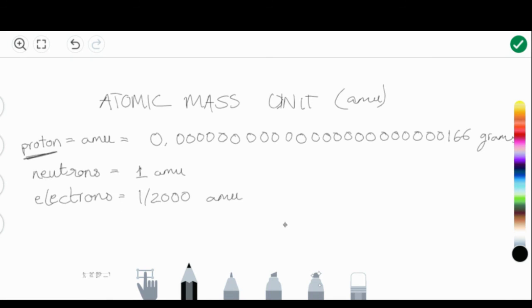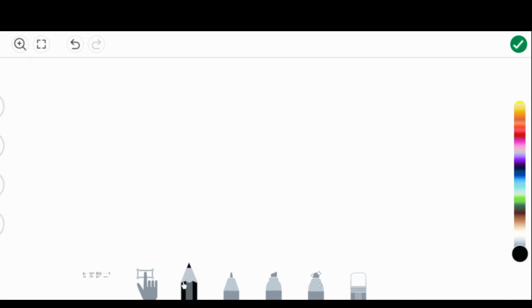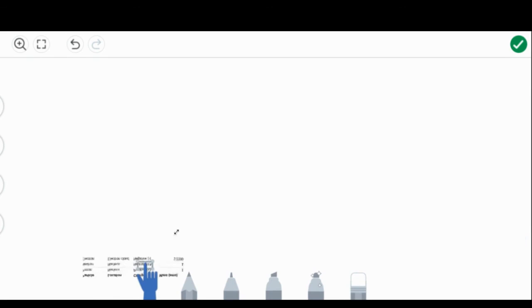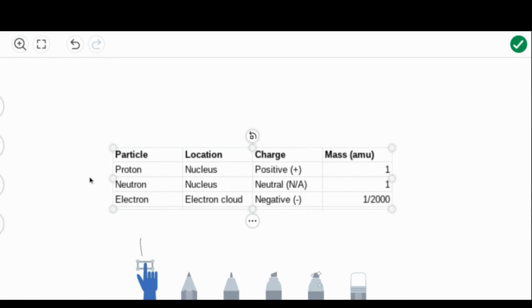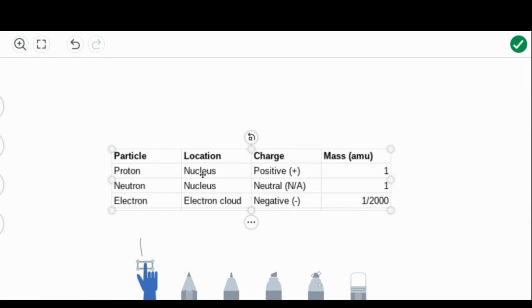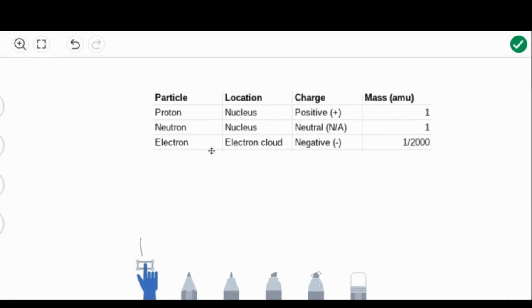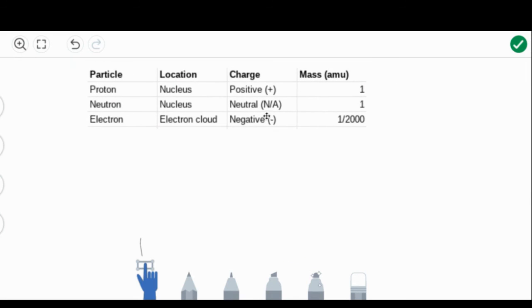And so now we have lots of information about all these different subatomic particles, and I organized that in a table here. This is the table. Protons are in the nucleus just like neutrons, and protons have a positive charge and a mass of 1 atomic mass unit. Neutrons are also in the nucleus. They don't have any charge, they have a neutral charge, and they also have a mass of 1 atomic mass unit. Electrons are in the electron cloud, have a negative charge, and have a mass of 1/2000 of an atomic mass unit. So these are some differences and similarities between the subatomic particles.